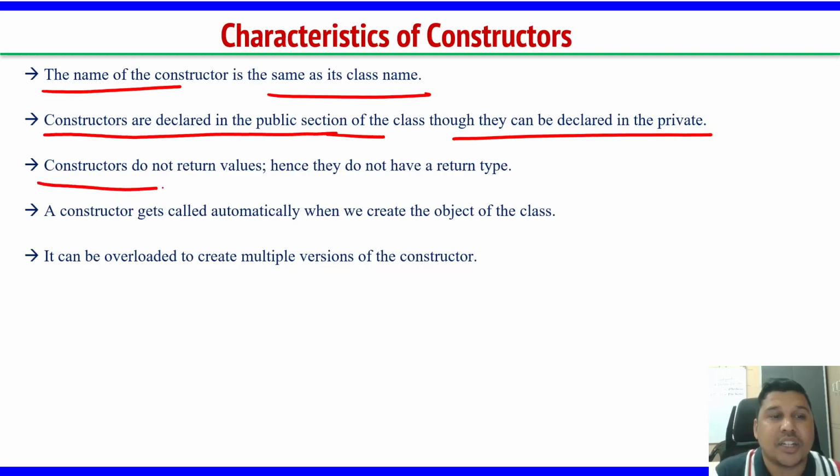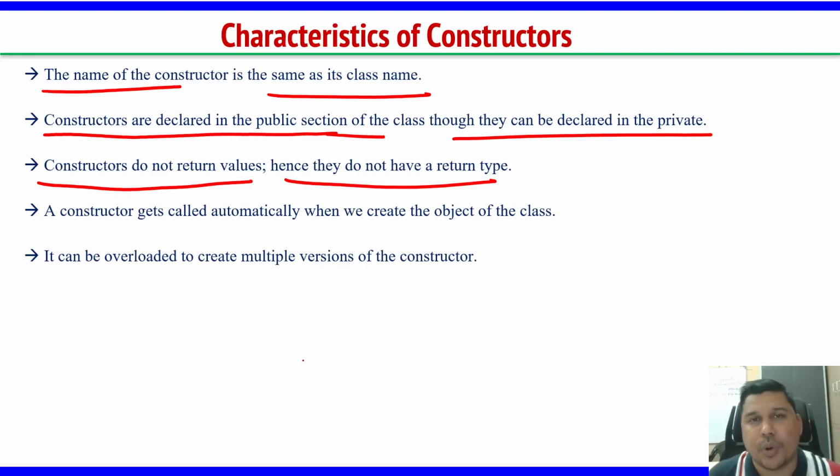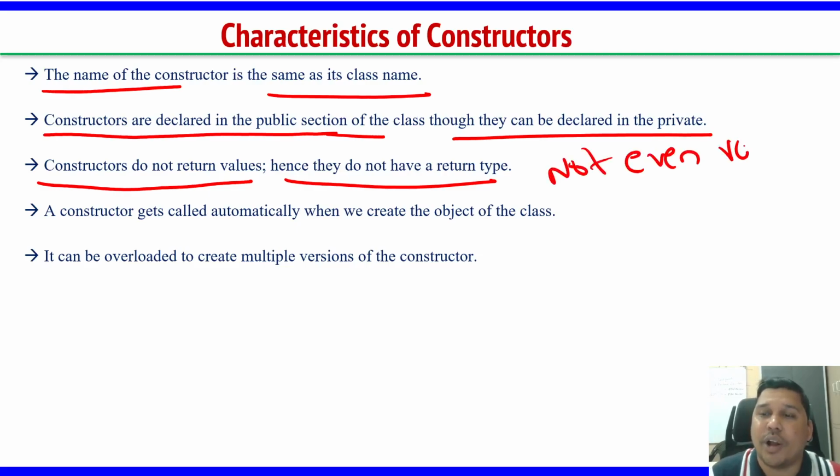Then, constructors do not return values. They do not have any return type. Though we are saying they are functions, in programming every function should have a return type. But this constructor, though it looks like a function, does not have a return type. Not even void. They don't even return void. They do not have the concept of return type.